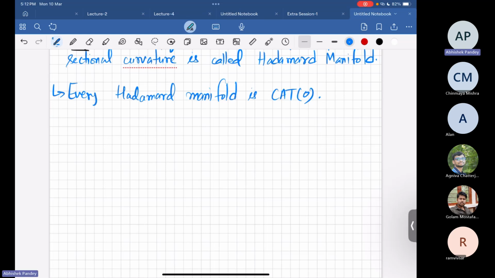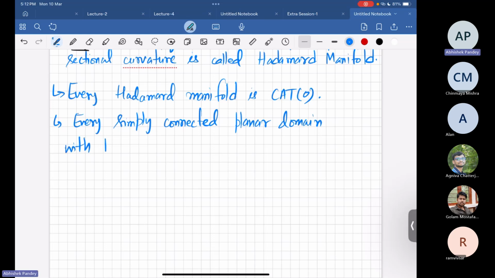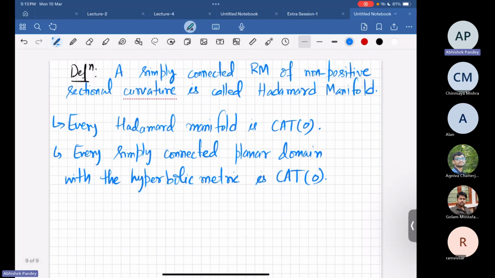And so it means that every simply connected planar domain with the hyperbolic metric, or one can say the Poincaré metric, is CAT(0). The hyperbolic metric is nothing but a Riemannian metric, and we can apply this theorem.